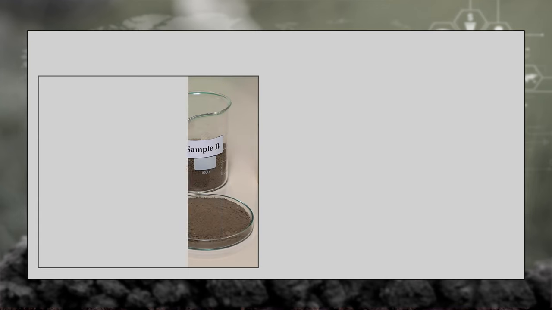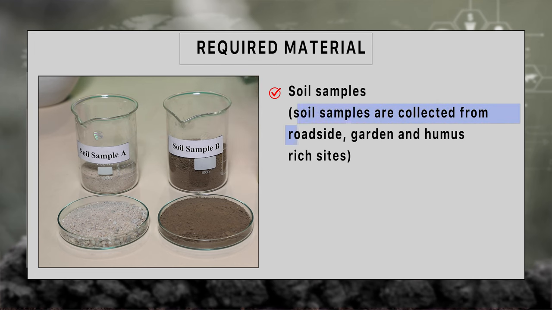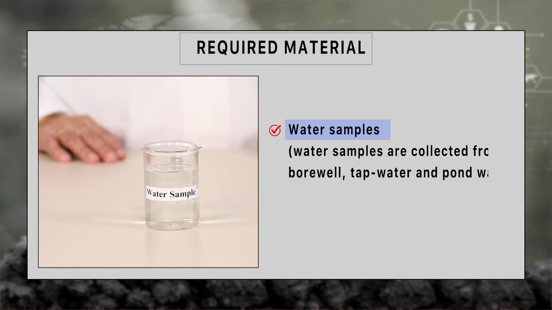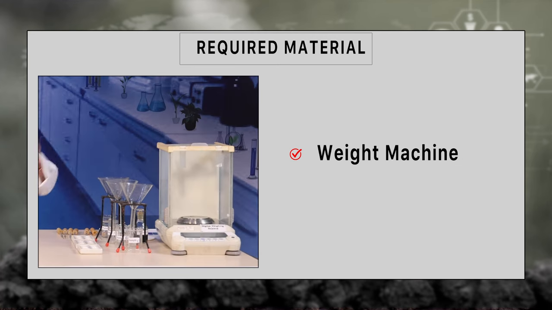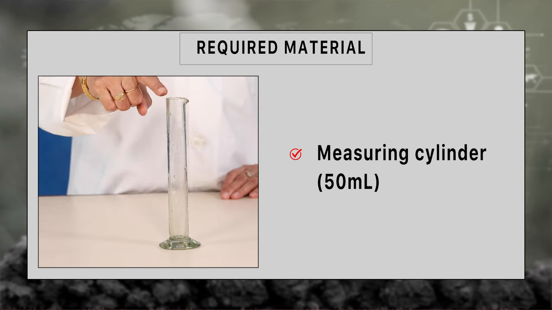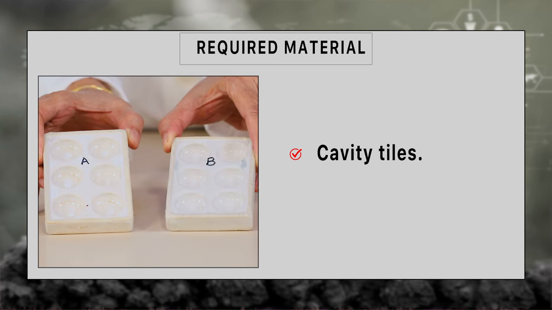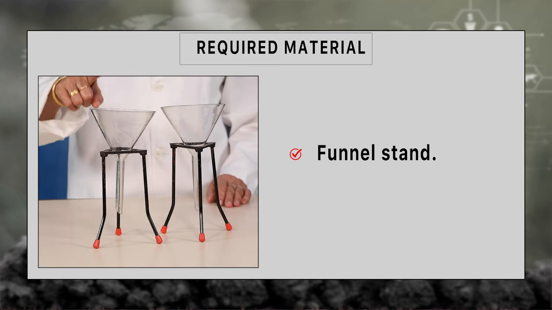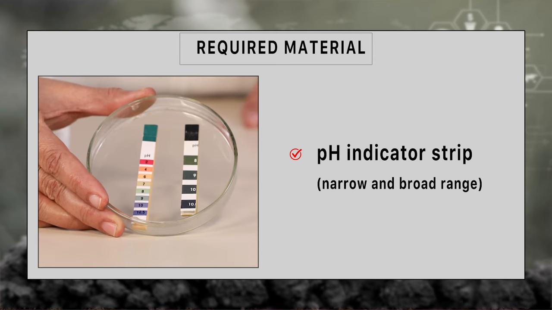The materials required for this experiment are soil samples collected from roadside, garden, and humus-rich sites; water samples collected from borewell, tap water, and pond water; a weighing machine, filter paper, distilled water, measuring cylinder, droppers, cavity tiles, beakers, funnels, universal indicator solution, and pH indicator strips, which are narrow and broad range.